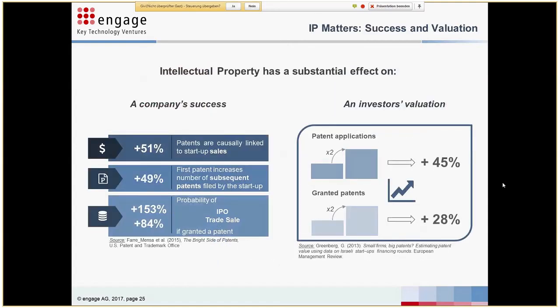And this is what I mentioned before. Intellectual property has a substantial effect, particularly on the investor's valuation. Investors consider patents as a significant contribution to the value of a company. So these are numbers I found in the literature. Granted patents increase the value by roughly a third if the number of granted patents doubles. If the number of patent applications doubles, the company would almost increase 50% in value. This is not always a rational consideration. This is more of a gut consideration on the side of the investors.